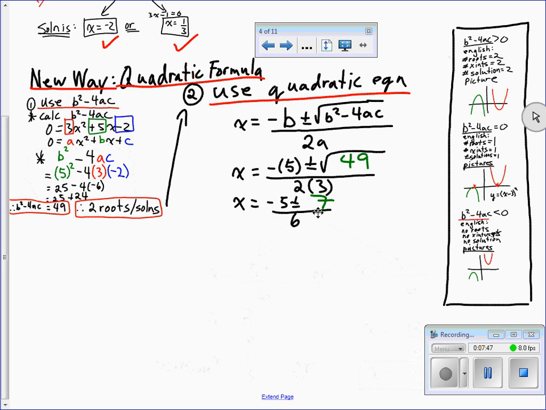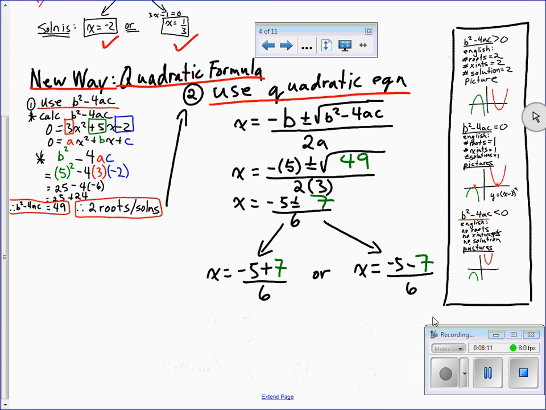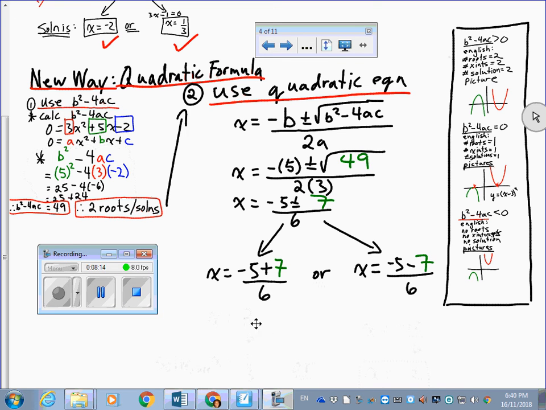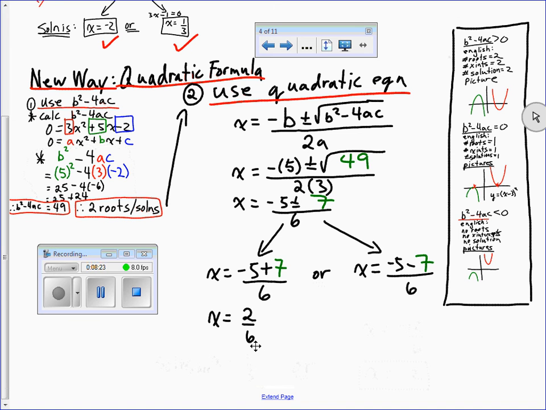Now, when you take the square root of 49, it ends up just being 7. And now because of this plus or minus, it allows us to have 2 different possibilities for a solution. One of the solutions is x is equal to negative 5 plus 7 all over 6. And the other one is negative 5 minus 7 all over 6. So when we're doing this, we just need to simplify the equation on the left here. x is equal to negative 5 plus 7 over 6. You end up with 2 over 6, which ends up equaling x is 1 over 3.